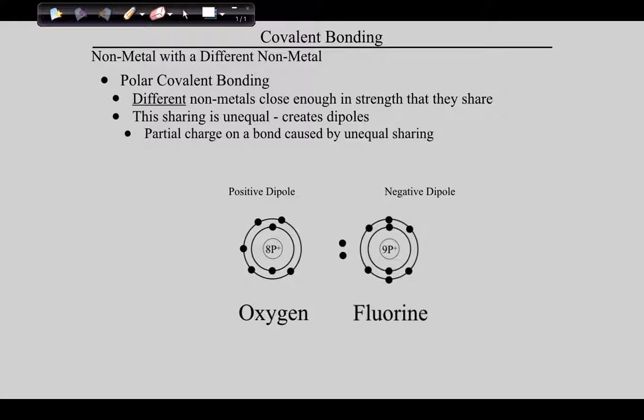Yeah? Are the dipoles what keep the 2 atoms together, or are they just... Good question, and the answer is no. The dipoles do not hold, you can't explain the strength of a polar covalent bond based upon their charges. The strength of the bond is still dependent upon the sharing, but the result of the unequal sharing is the partial charge. You guys okay?